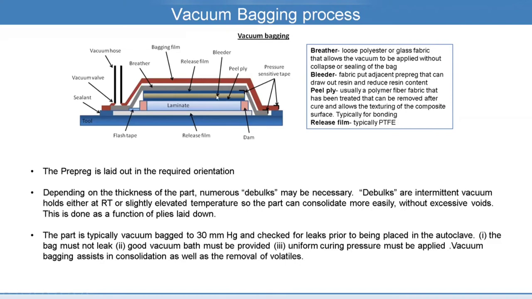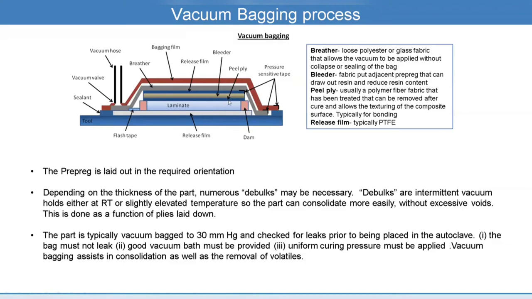The bleeder is a fabric that's put adjacent to the prepreg, and that allows you to draw excess resin out and reduce resin content. So you don't want a prepreg that has too much resin content. You want a good balance. You don't want voids, and you want the right amount of resin. So the bleeder just takes the excess. And then you have the peel ply. You can see the peel ply right there.